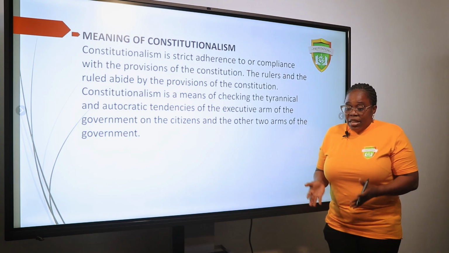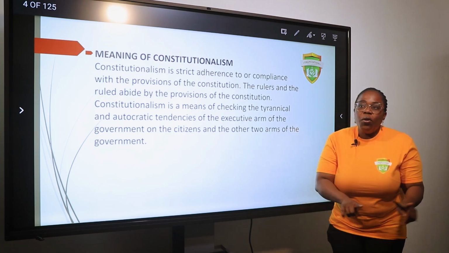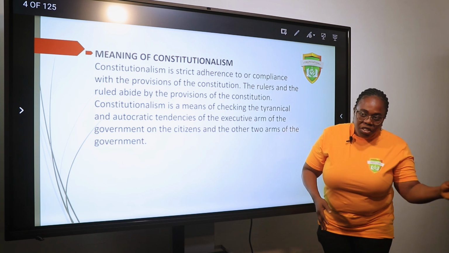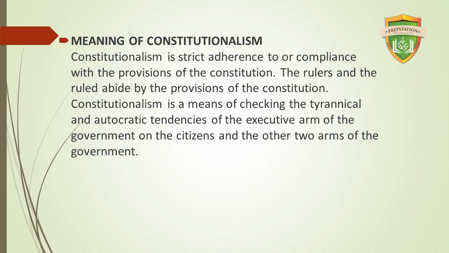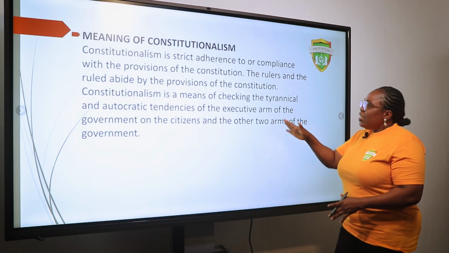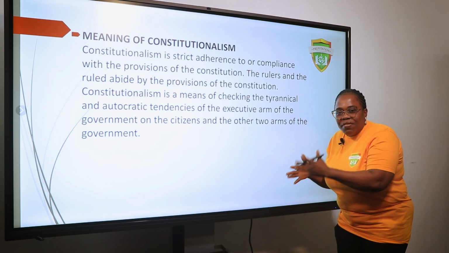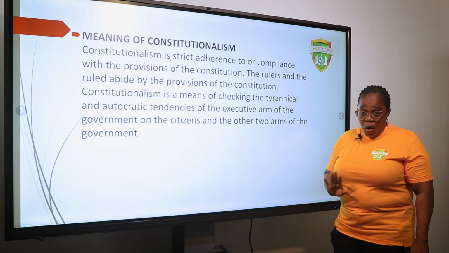So the Constitution is a guide. Constitutionalism is saying, follow the Constitution. Constitution, the guide. Constitutionalism, you must follow the Constitution. It says the rulers and the ruled abide by the provisions of the Constitution. Constitutionalism is a means of checking the tyrannical and autocratic tendencies of the executive arms of government. If constitutionalism does not exist, government will do as they please. So what constitutionalism does is to check the activities so that power is not abused, that government will rule according to the Constitution. Hope we understand.